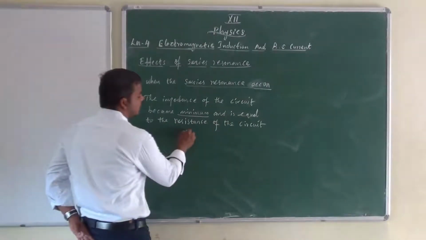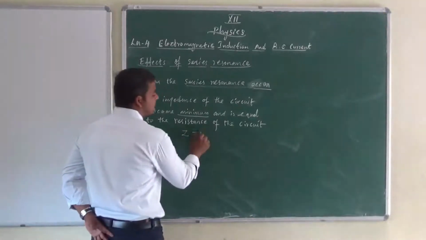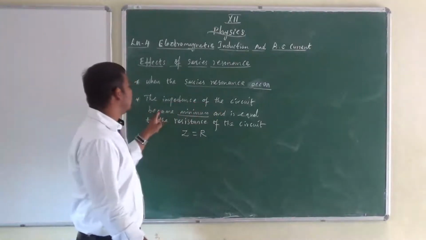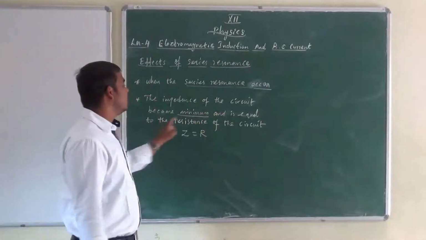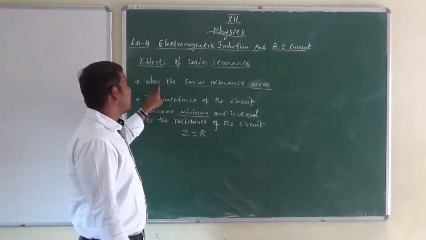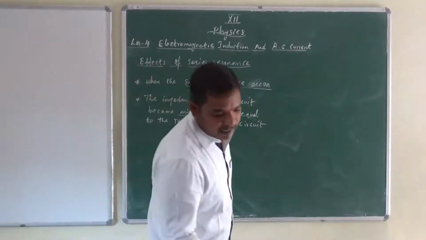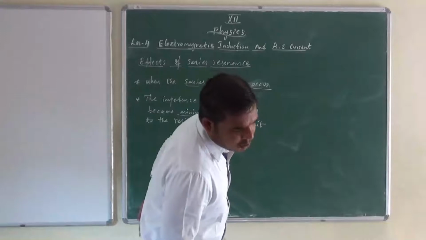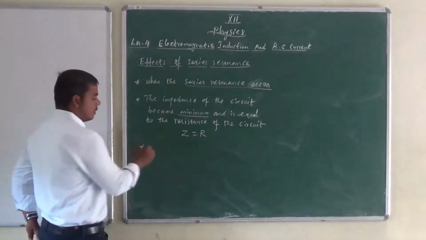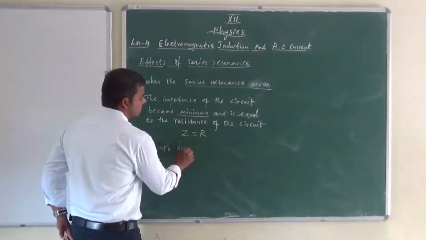The impedance is represented by the symbol Z, as we discussed in our previous class, isn't it? Resistance is represented by R. So the impedance of the circuit becomes minimum and is equal to the resistance of the circuit, Z equal to R. What will happen when series resonance takes place? Any doubt? So how to obtain it? We can draw the graph.